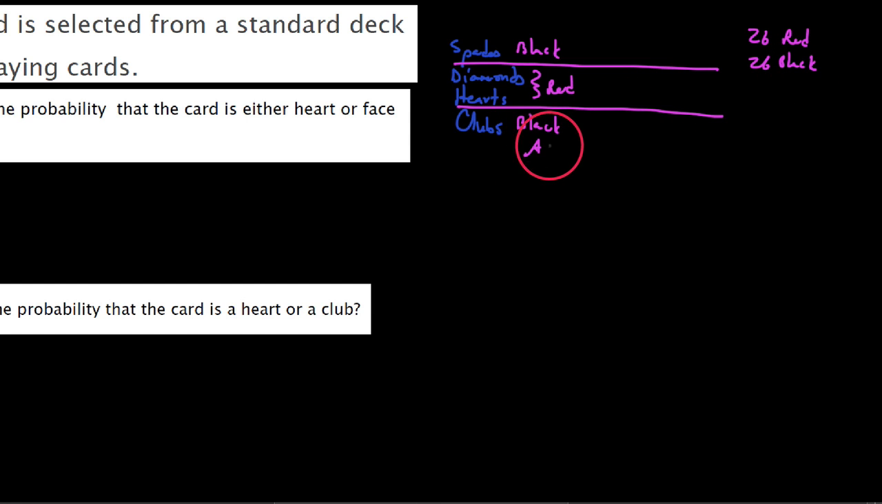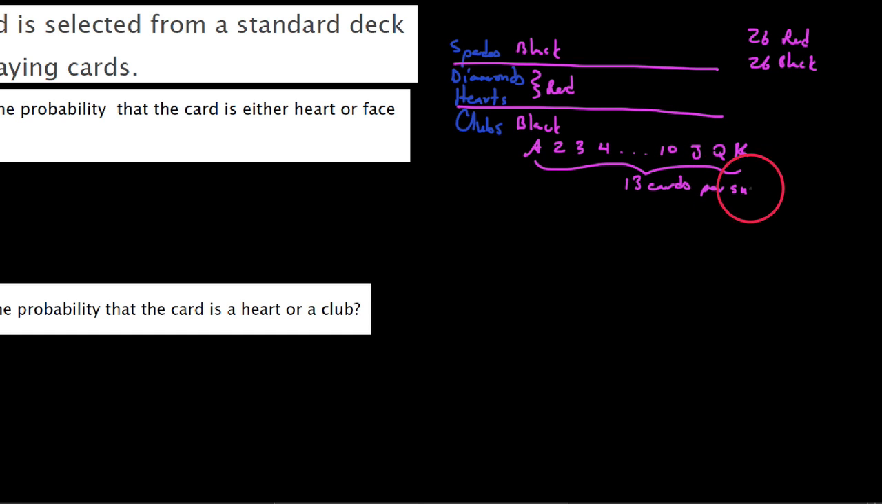And then within every suit we have ace, and then it goes 2, 3, 4, all the way up to 10, jack, queen, king. And so every suit is kind of ordered in this right here, but we'd say every suit has 13 cards per suit, and it has 4 suits. Okay, 4 suits. And so what we're going to look at here is this.